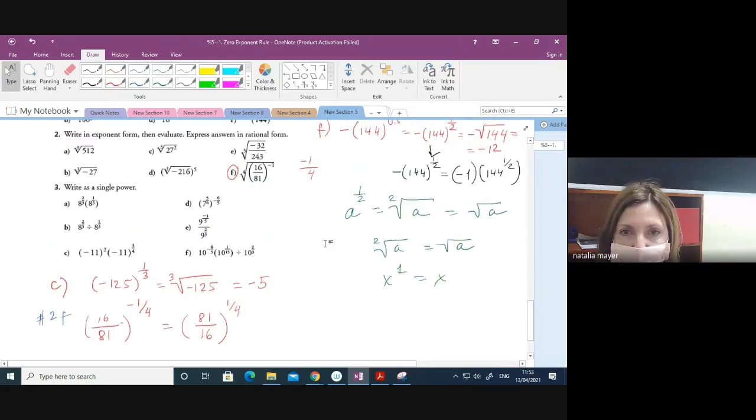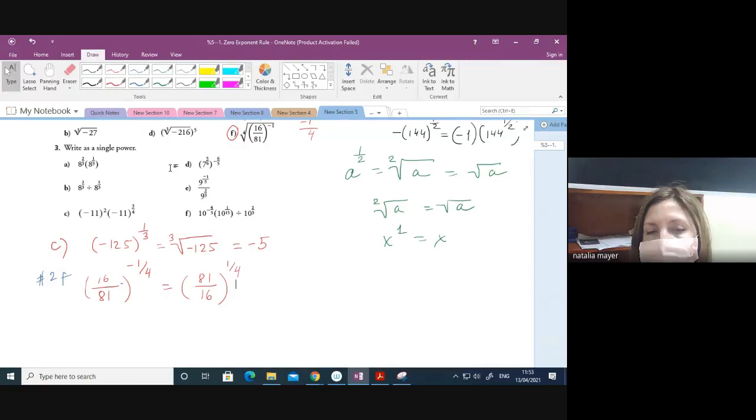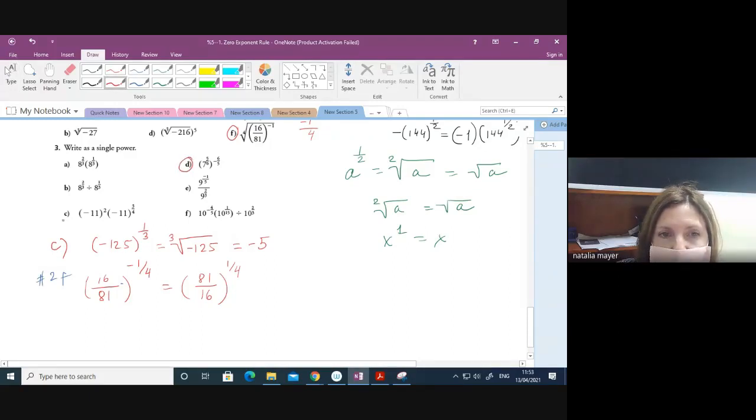Something similar with the negative. I don't have any other negative powers here, so let's do something in 3. Write it as a single power. And I'm telling you, whenever you write it as a single power, you have to make sure that the power in the final answer is always positive. So let's do 3D. Okay, so 7 to the power of 5/6, and all raised to the power of -6/5.